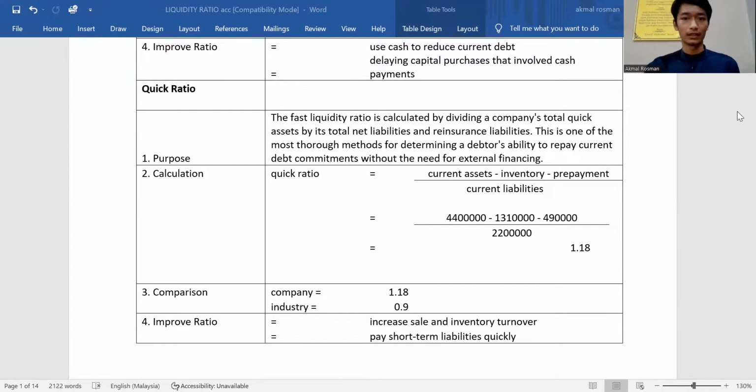So as you can see, the industry got the value of 0.9. So we can say that Muhamad got a higher value for quick ratio. So it shows that they are able to pay their current debts. So this is our recommendation to improve the ratio. The first one is increase sales and inventory turnover. Secondly, pay short-term liabilities quickly.